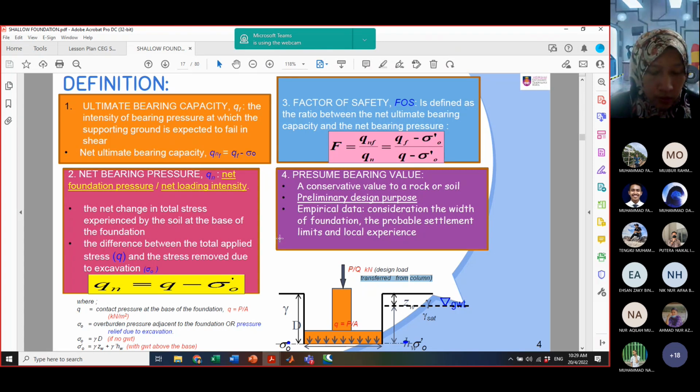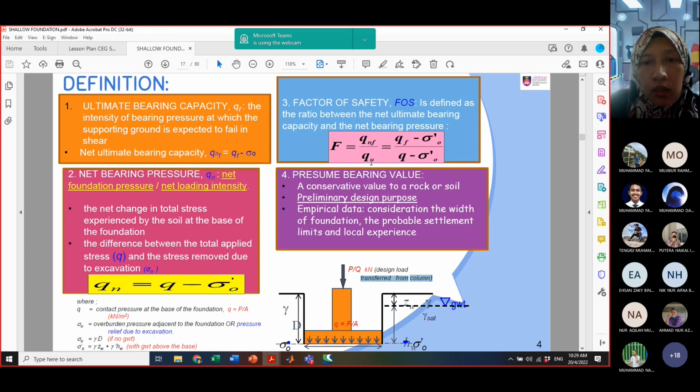The next very important definition in topic 2 is the factor of safety. The factor of safety is defined as the ratio between the net ultimate bearing capacity and the net bearing pressure Qn. But this formula can differ according to the author's purpose or research purpose, from past theory or past concepts. So you may see later on some formulas for the factor of safety that are not like this. So you can see how it is.